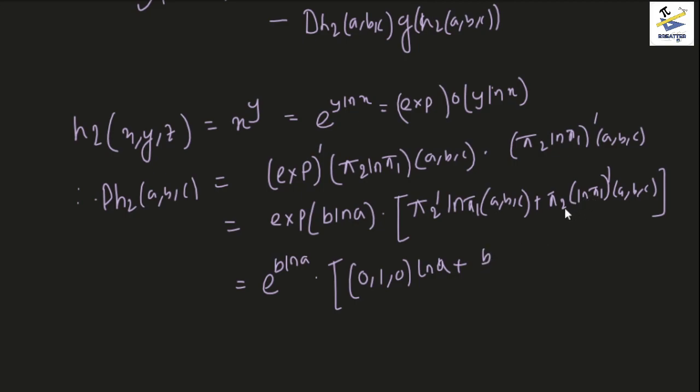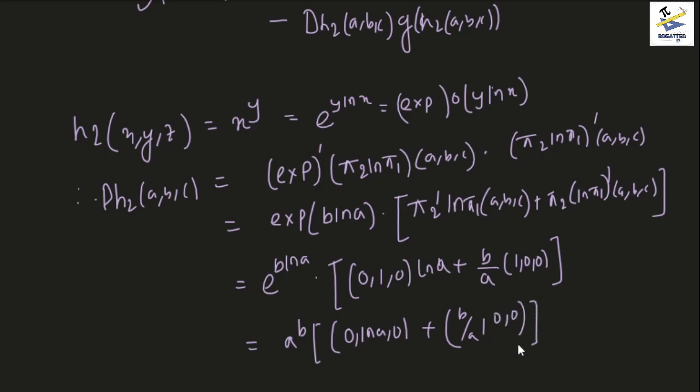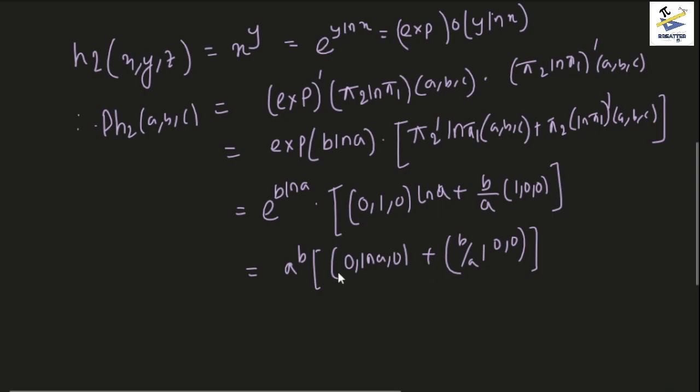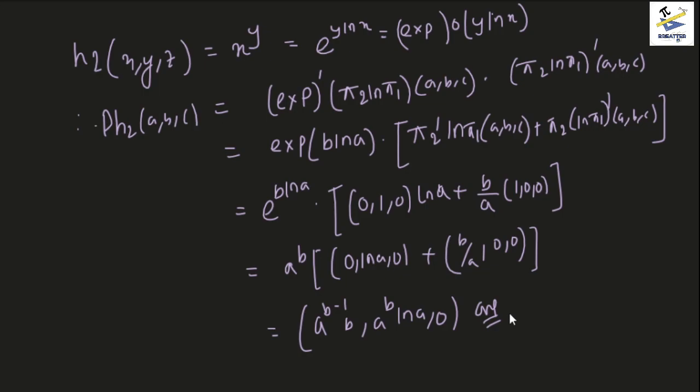Ln of pi 1 whole derivative is basically pi 1 prime by pi 1, where pi 1 means a, and pi 1 prime means 1 comma 0 comma 0, right? So this becomes a to the power b, and this becomes, therefore, putting in all the values we get the derivative for dh2.